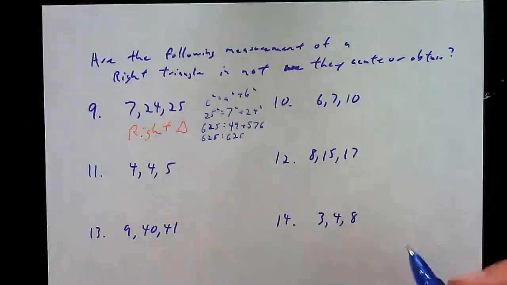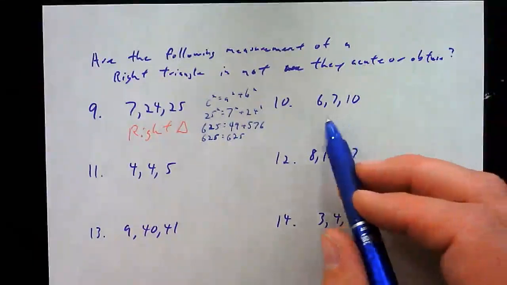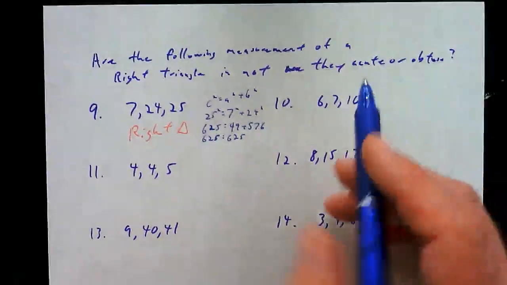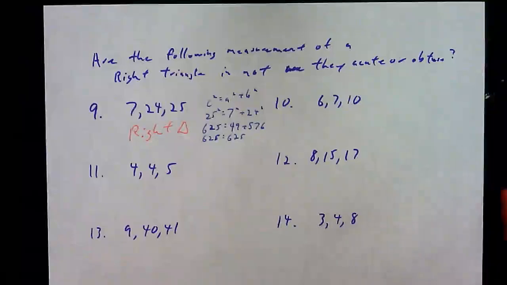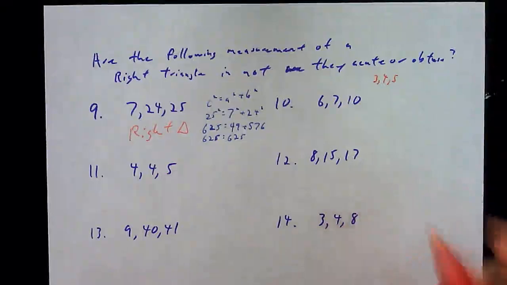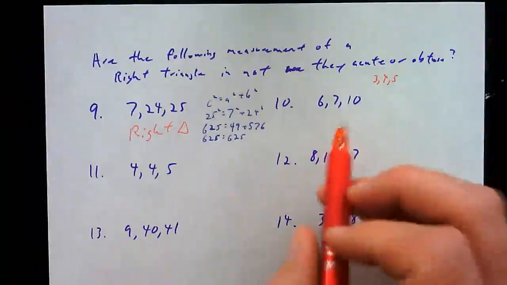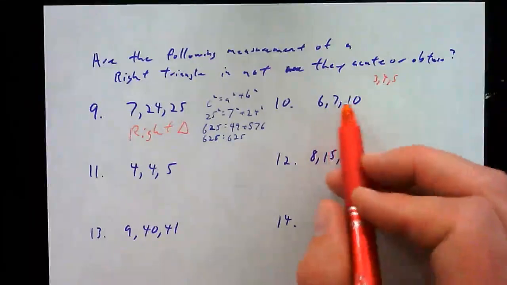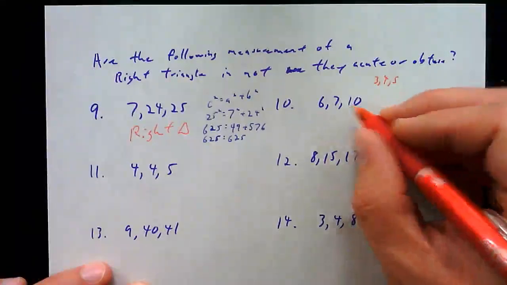Now, number 11: 5, 6, 7, 10. Well, again, if you know your triples, you might look at this right away and realize that can't be a right triangle, because two of those fit the pattern of our 3, 4, 5, but doubled. So 3 doubled is 6, 5 doubled is 10. If this was a true triple, 4 doubled would be 8. So this is not going to be a right triangle. Again, you might not know your triples yet, so you might not be able to say that right away.